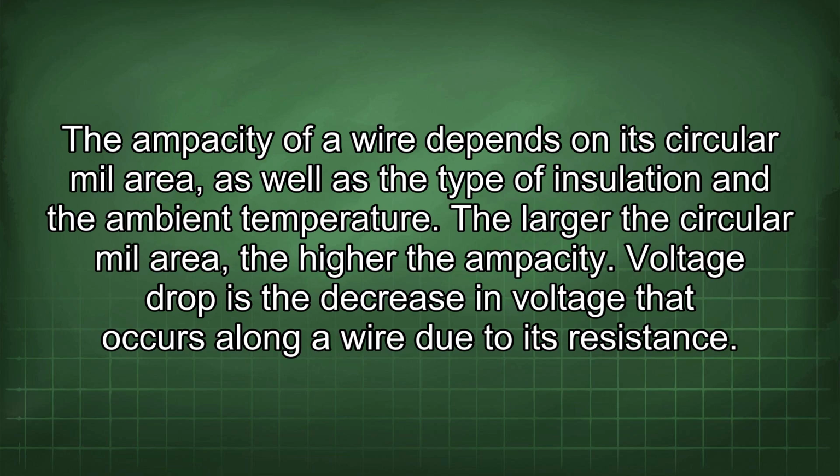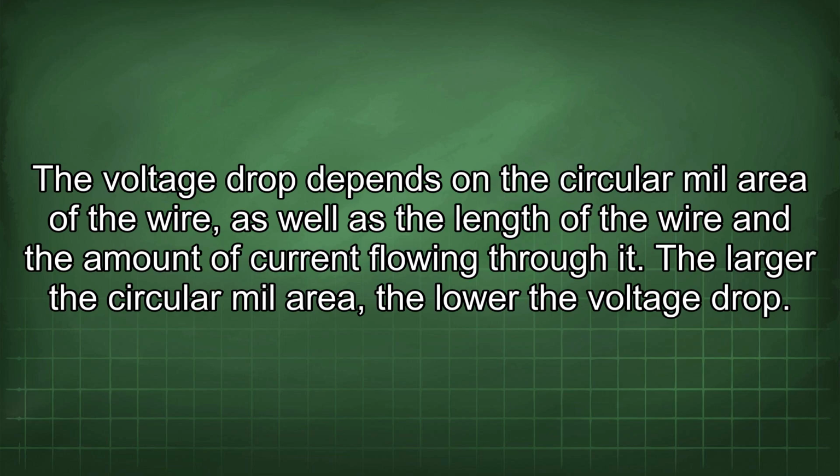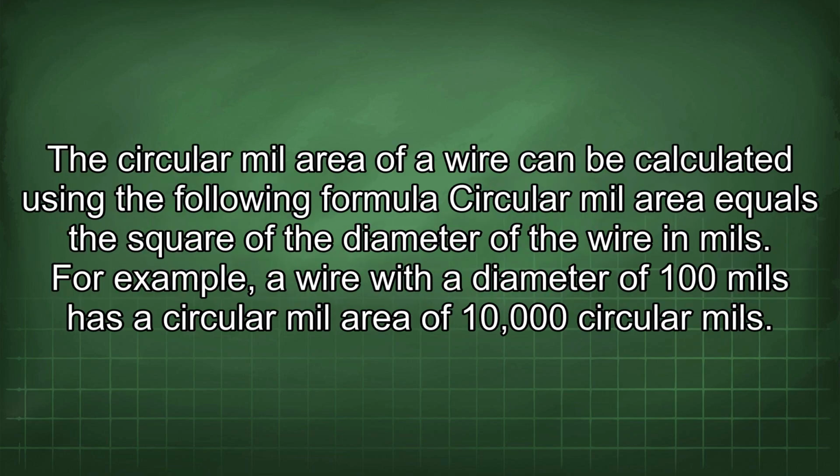Voltage drop is the decrease in voltage that occurs along a wire due to its resistance. The voltage drop depends on the circular mil area of the wire, as well as the length of the wire and the amount of current flowing through it. The larger the circular mil area, the lower the voltage drop. The circular mil area of a wire can be calculated using the following formula: circular mil area equals the square of the diameter of the wire in mils. For example, a wire with a diameter of 100 mils has a circular mil area of 10,000 circular mils.